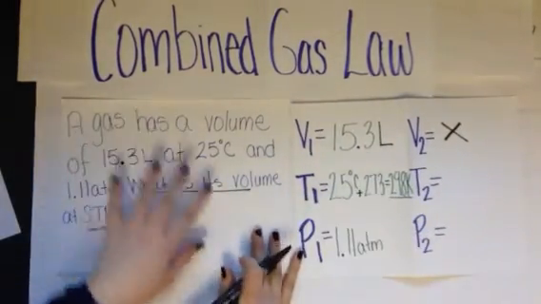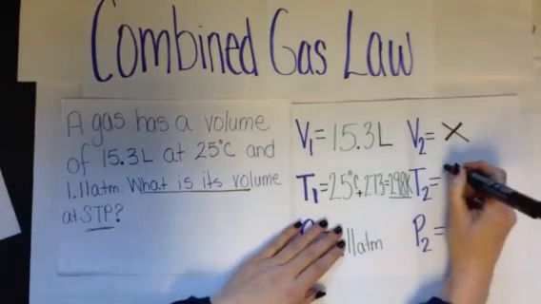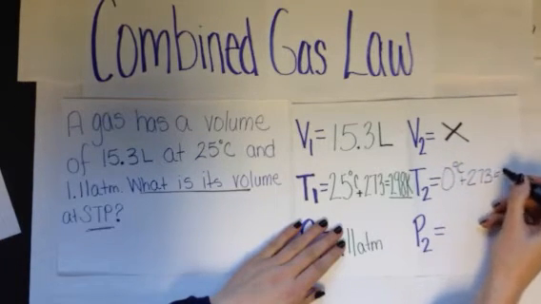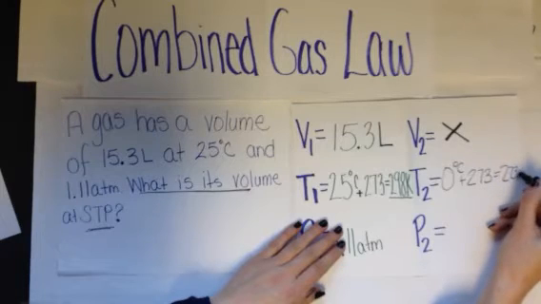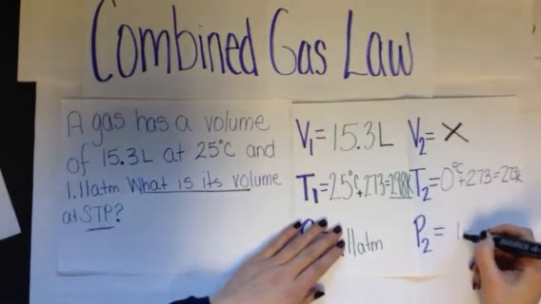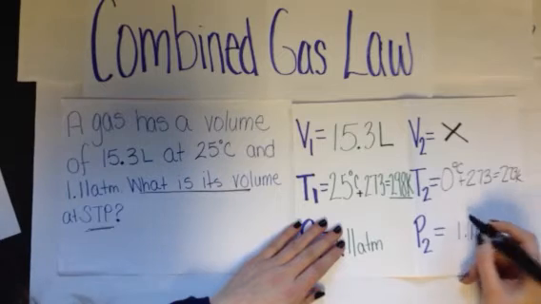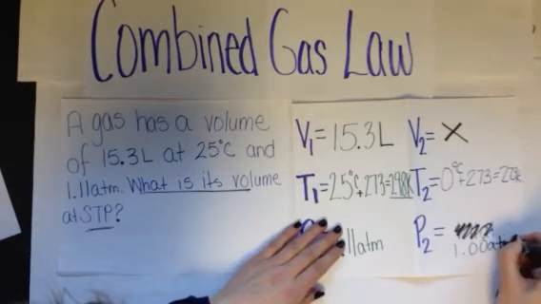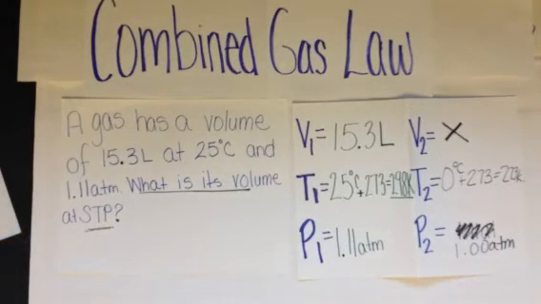So now this gas has changed to be at STP. STP is 0 degrees Celsius, but I have to convert it to Kelvin. And the pressure is 1.00 atm. I got those conditions from STP.